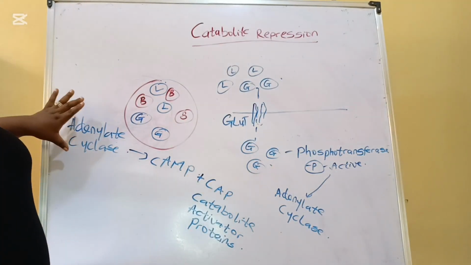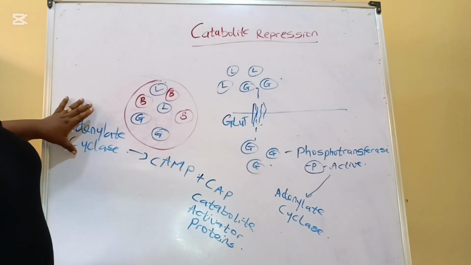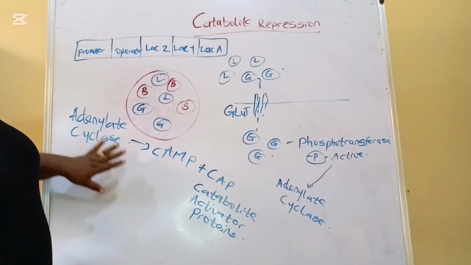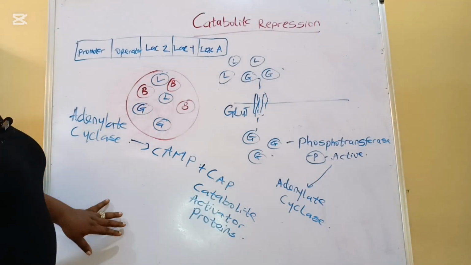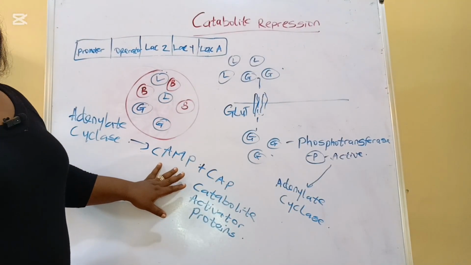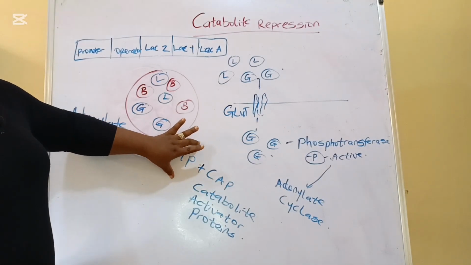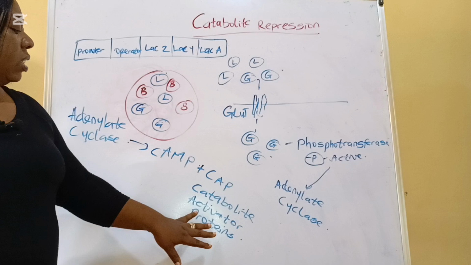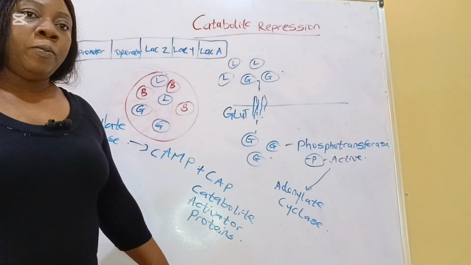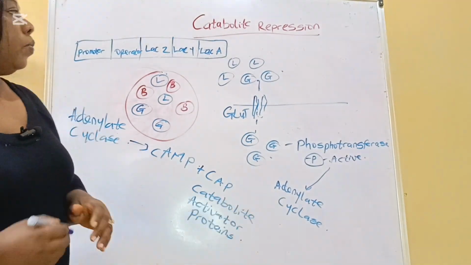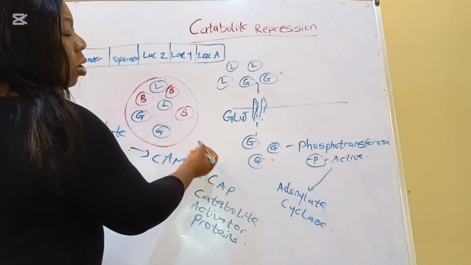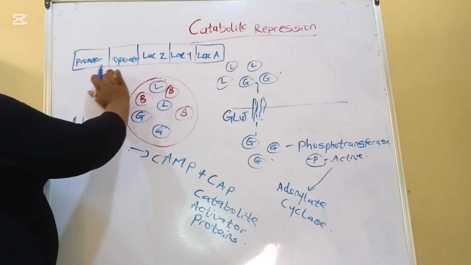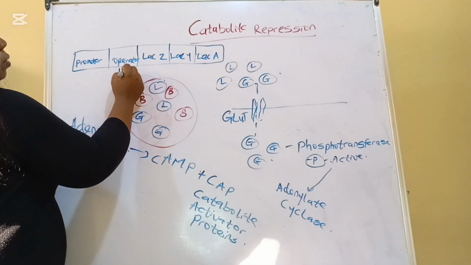So adenylate cyclase produces cyclic AMP. Now, upon the production of this cyclic AMP, it binds with CAP, which is catabolite activator protein. And when these two bind, the combination of them can activate, they come to the promoter of the lac operon. This is our lac operon.